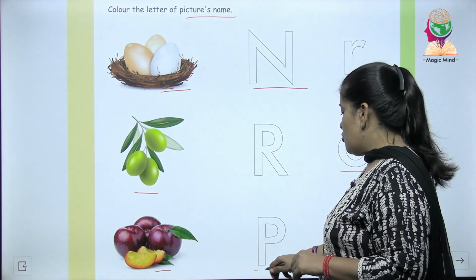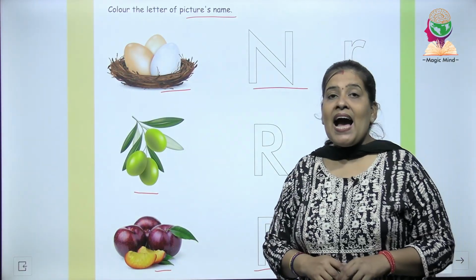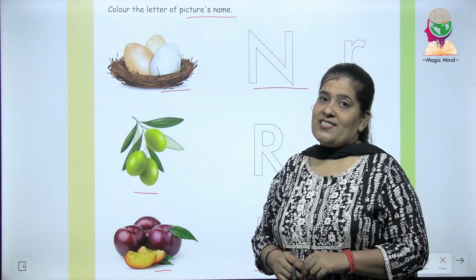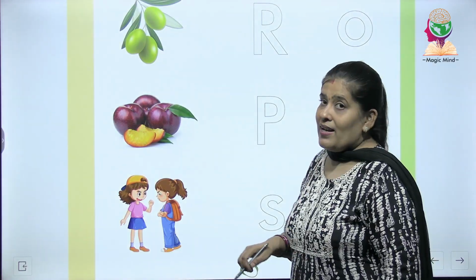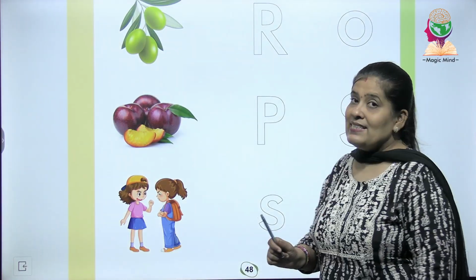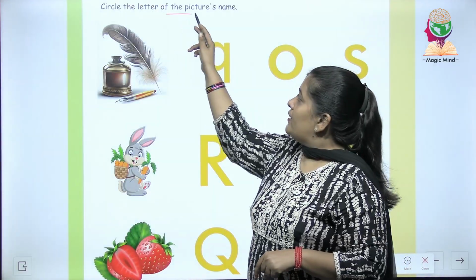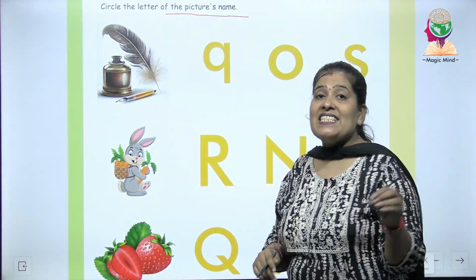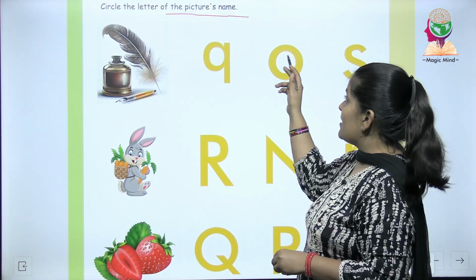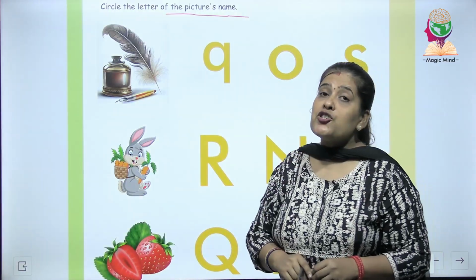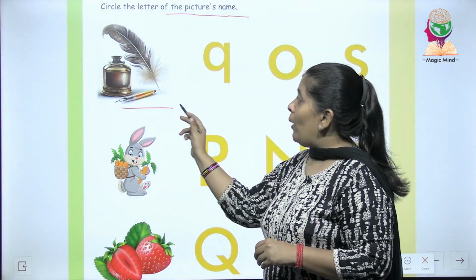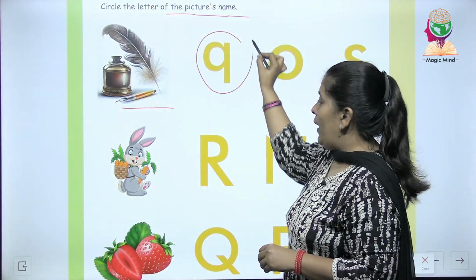So you have to color letter P as per your color choice. Q for quarrel. So you have to color letter Q as per your choice. Circle the letter of the picture's name. Now you have to circle the letter of the picture name. This is quill. Q for quill.